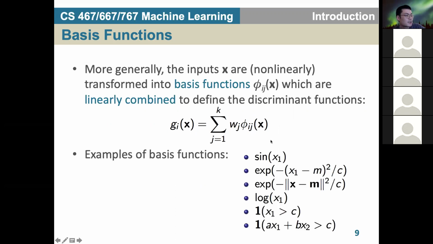So here, as we said, the discriminant function phi ij can be any nonlinear function. But here are some examples. It can even be this. This is basically saying, hey, if it's less than x1, it's 0. Okay, if it's larger than x1, it's 1. Right? So it's an indicator function.